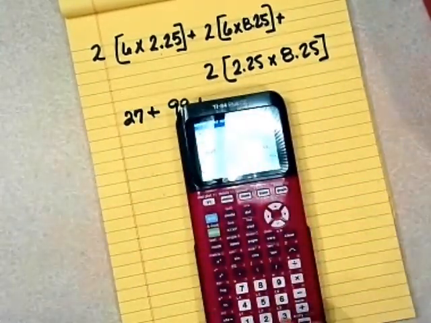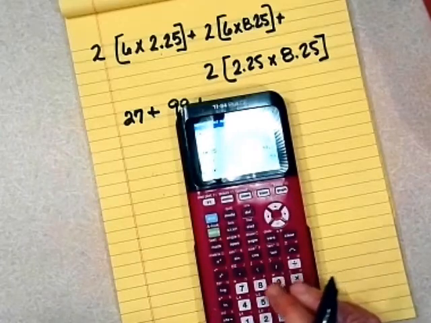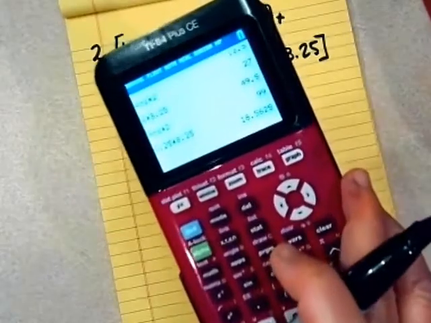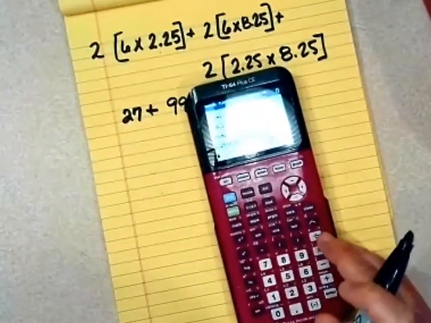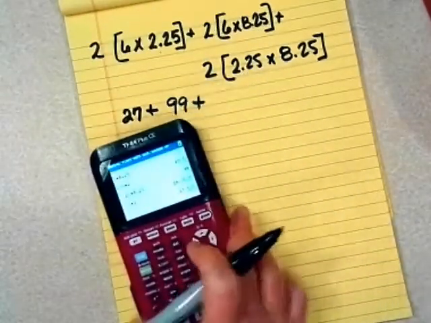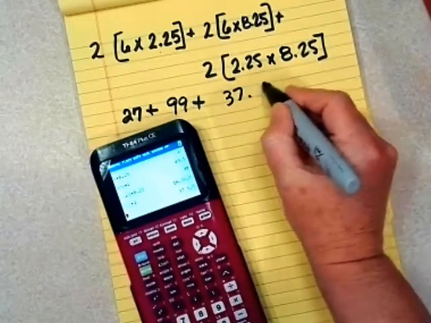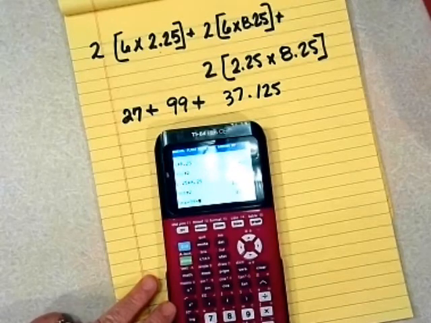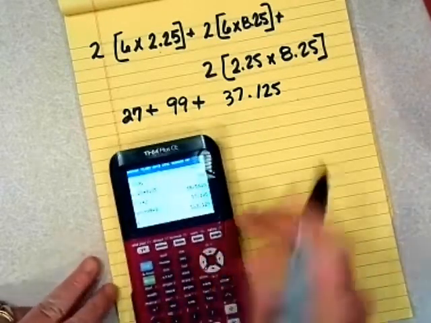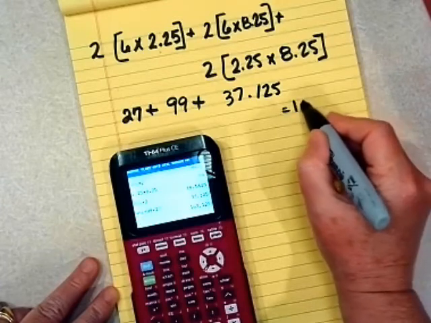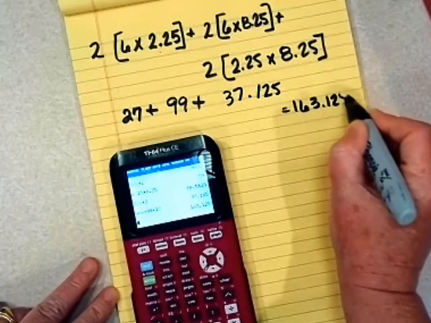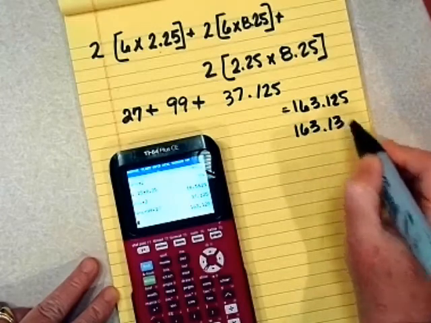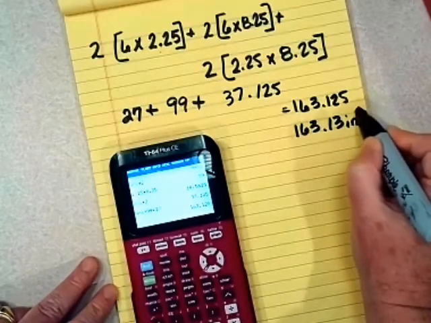And then the last one here, 2.25 times 8.25 is 18.5625. And then I'm going to multiply that by 2. I get 37.125. Now I got one more step. I got to add those up. And that totals up to be 163.125. If you're rounding to 2 decimal places, 163.13. And this is in inches squared.